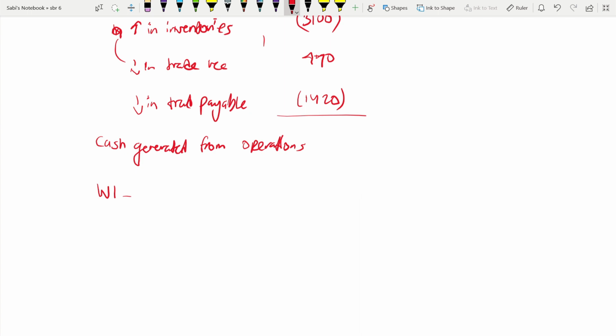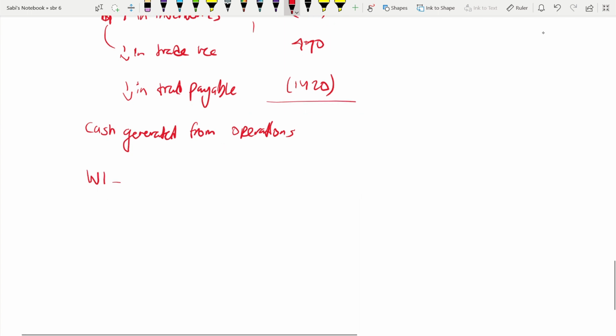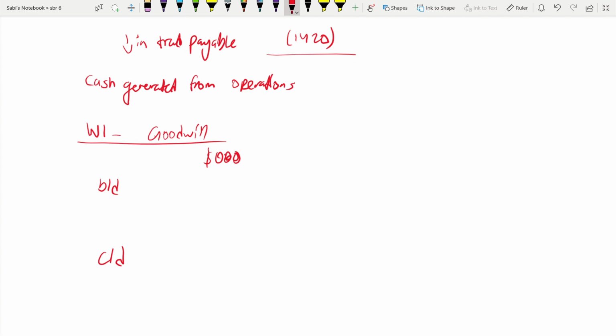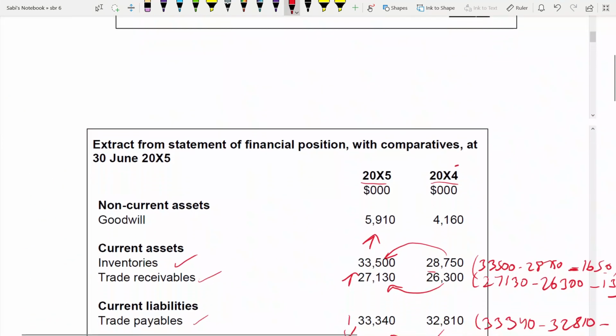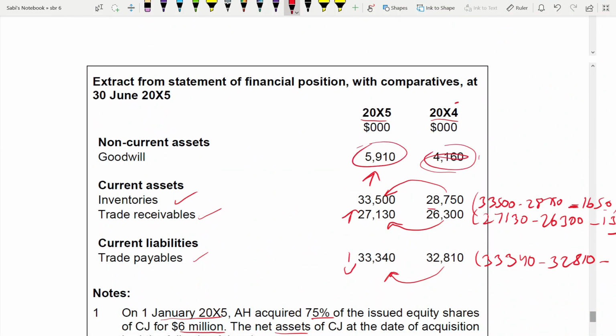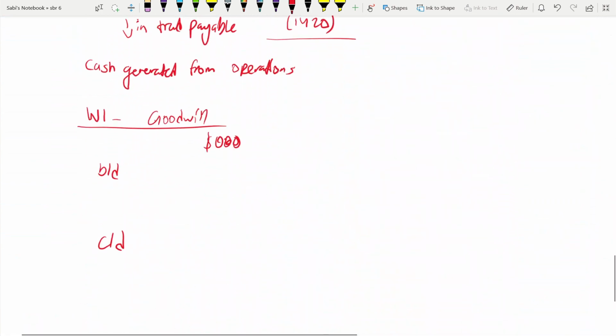So let us do working 1 as goodwill. Now I'm going to drop down the 3 zeros as usual, even in the working. Brought forward balance you can get from the statement of financial position, and the closing balance. I will keep some space. Let's go to the statement of financial position and see goodwill here. This is your opening balance, 4160, and 5910 is your closing balance. I told you direct figures you can automatically write, leaving some space. So it is 4160, 5910. That is the closing balance.